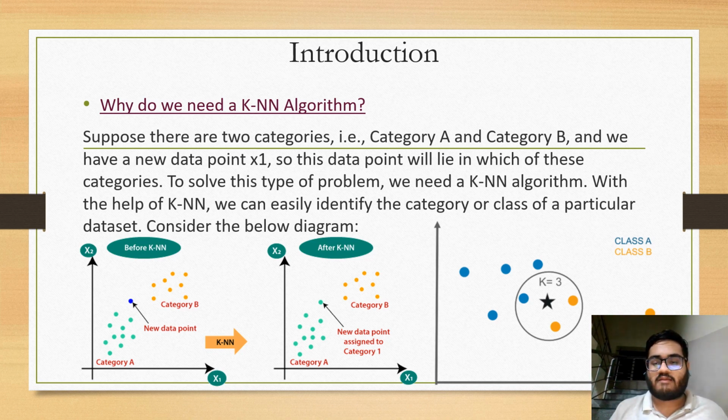Consider the below diagram. It will give a proper explanation of the KNN classifier algorithm. This here is before KNN and this here is after KNN, and this is the simplified version of the KNN classifier algorithm, which is depicted by a programmatic representation.